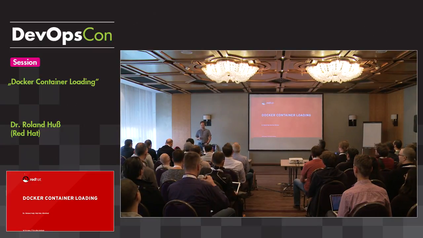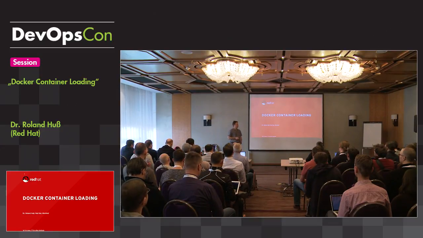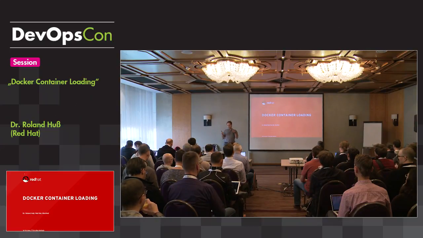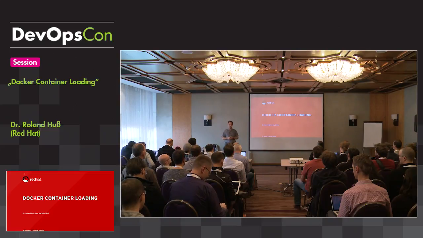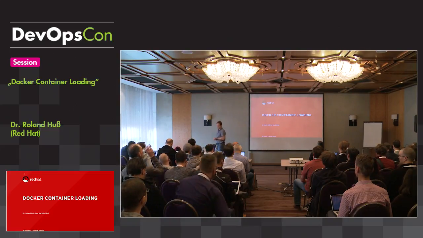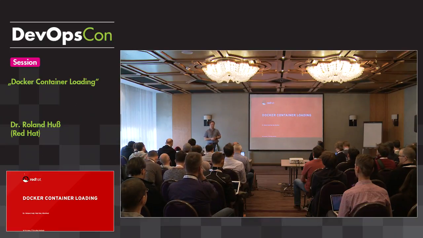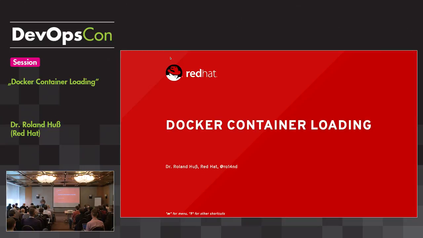So my name is Roland Huss. I'm coming from Red Hat. I'm a software engineer there, and I'm working in the so-called Fabricate team, where we are doing tooling for a microservices platform around OpenShift and Kubernetes. But today, I want to talk about something different. In more general terms, I want to show you creative ways how you can create Docker images. So this talk is called Docker Container Loading.